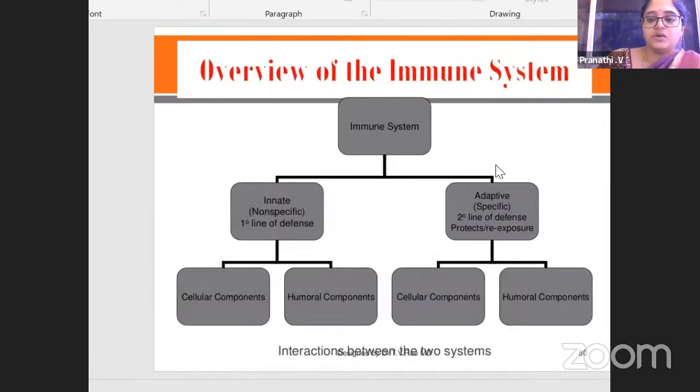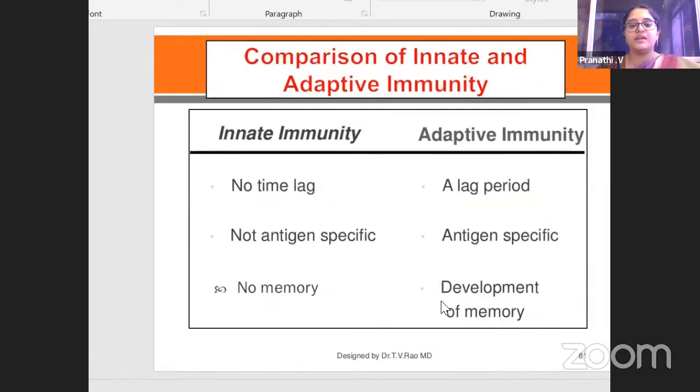So, like I told you, basic, innate, and adaptive, cellular, and humoral are being released. You have a time lag in the case of adaptive immunity, whereas no time lag in the case of innate immunity. Again, antigen specific, no antigen specific. So you see a pathogen, it just comes and attacks. That is what is taking place in innate immunity. You do not have any kind of memory, whereas your memory cells will be activated in adaptive immunity.